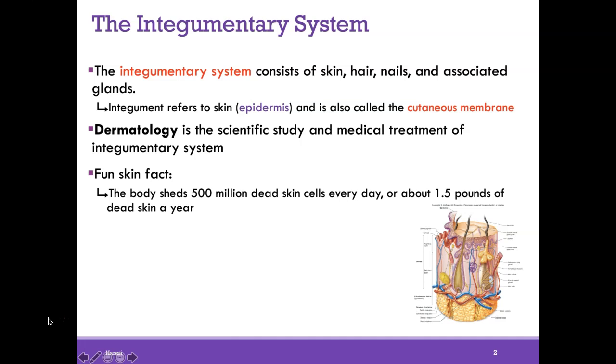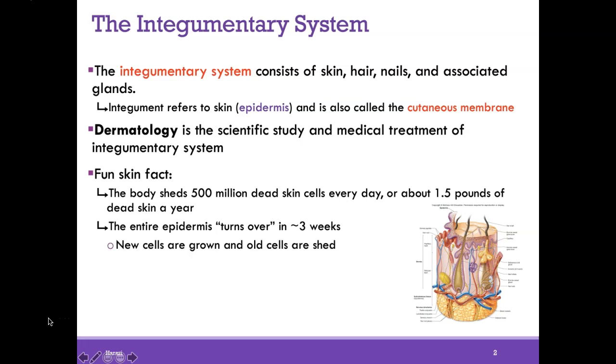So did you know that your body sheds about 500 million dead skin cells every single day? That's about 1.5 pounds of dead skin every single year. And your entire epidermis turns over, meaning gets killed and gets replaced, every 21 days. So all of your new cells replace any old cells that are killed, and that gets shed off. And your skin accounts for about 8% of your body weight. So this little membrane takes a lot of space on your body, and for good reason.